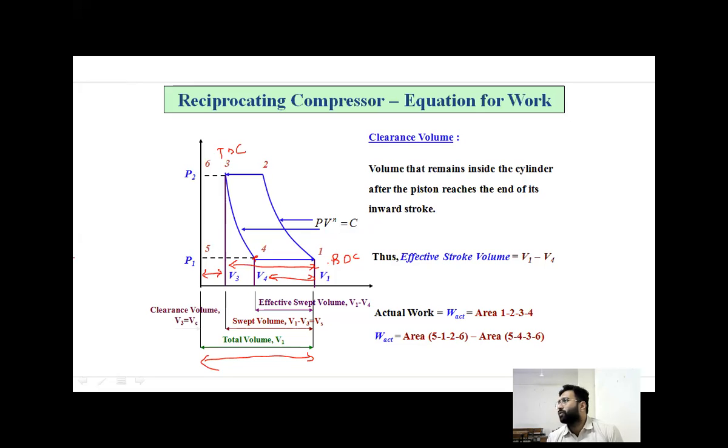The effect of clearance volume on indicated power is 0, or there is no effect of clearance volume on indicated power. There is a big derivation for this. We'll see, no need to derive once again. We'll just go to the conclusion.